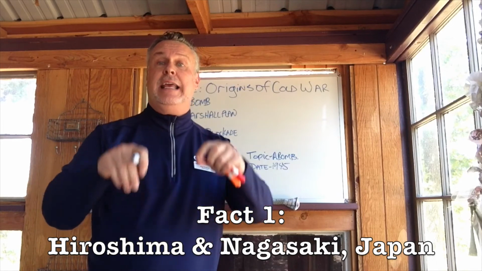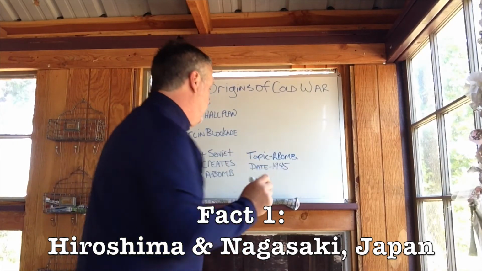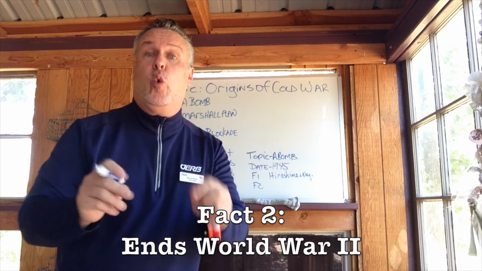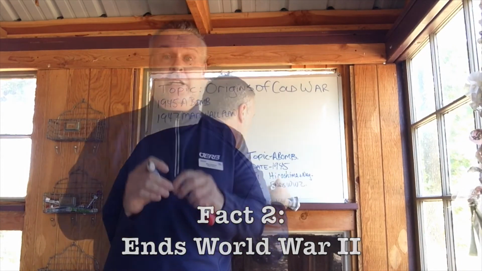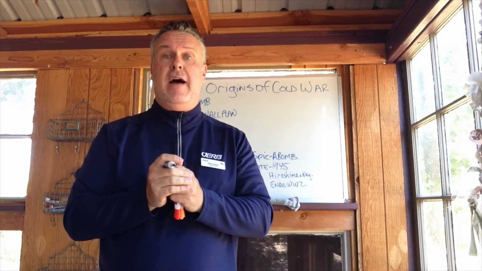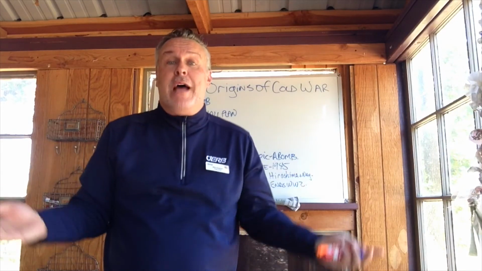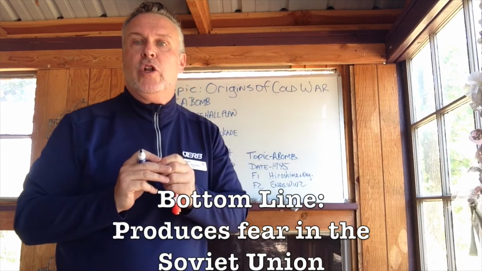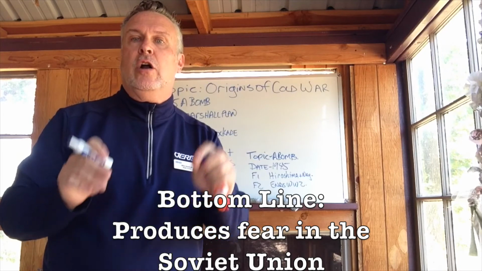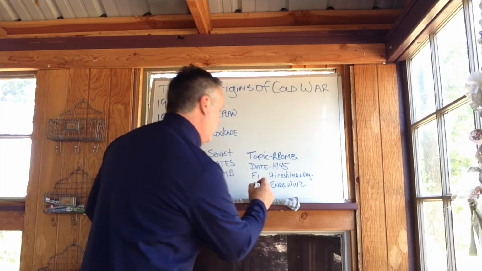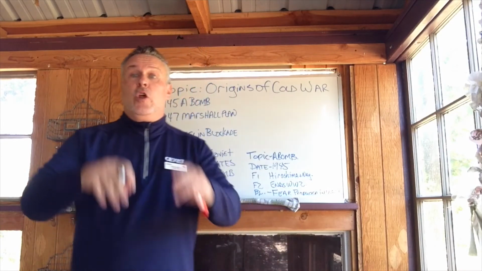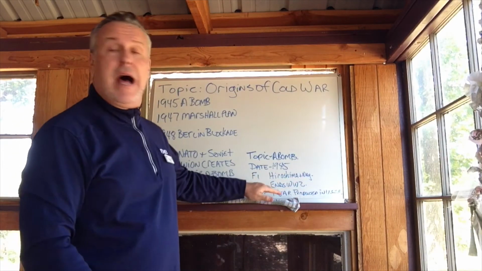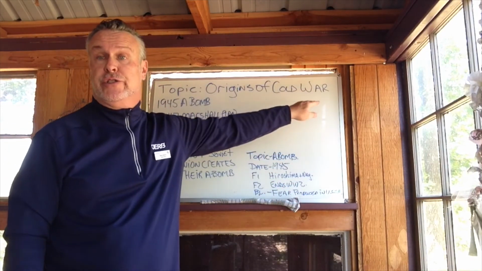Now, we will list 2 facts about this particular event. Hiroshima and Nagasaki is where it was dropped. And for fact 2, it ends World War II. Our last bit of information that we're going to have is the bottom line. What's the bottom line of the 1945 A-bomb? This is what we're going to look at. It produces fear in the Soviet Union. Now, the reason it produces fear, and the reason I list this for our bottom line, is the bottom line is how does it relate to the origins of the Cold War?